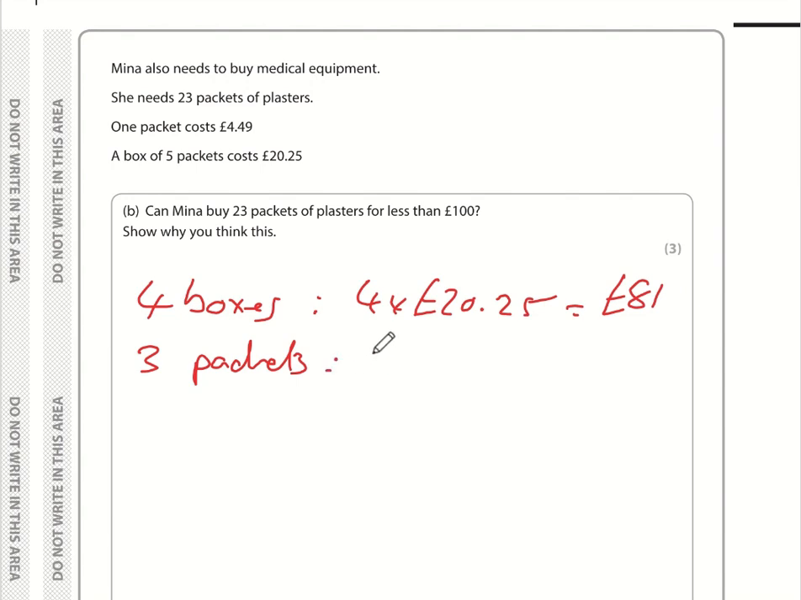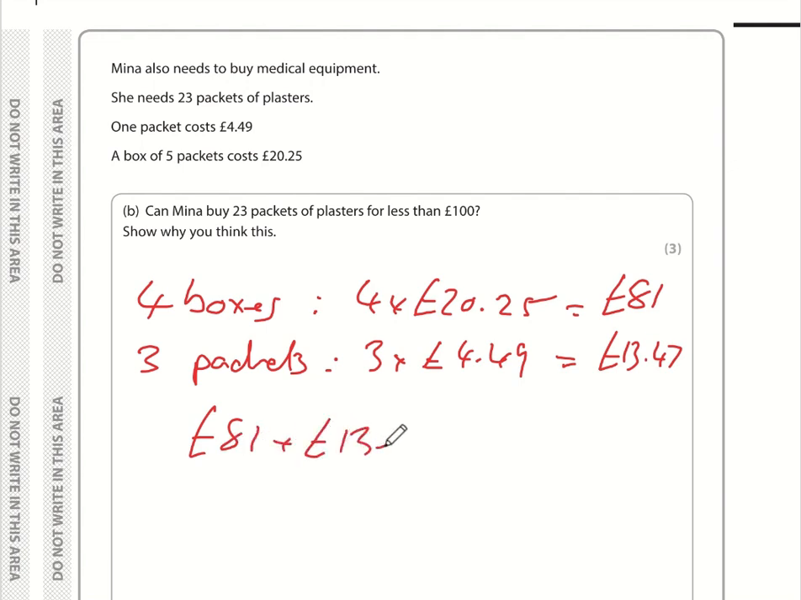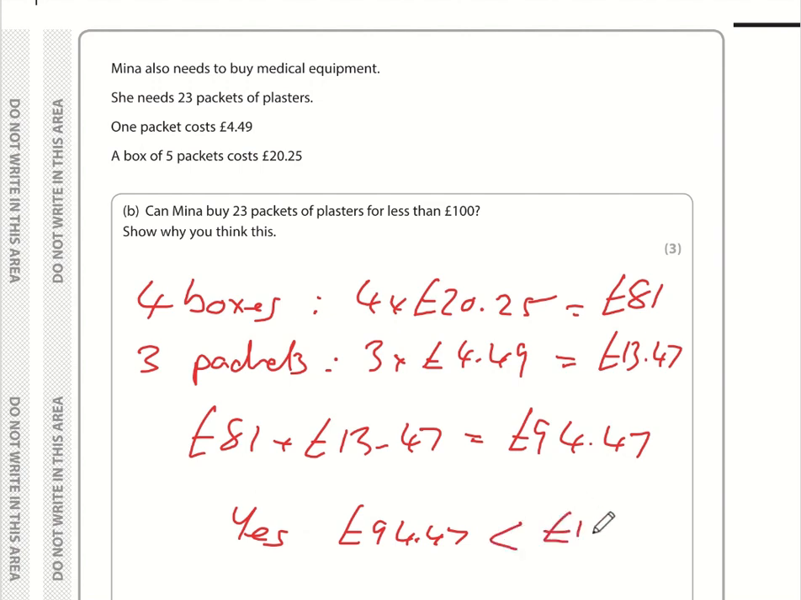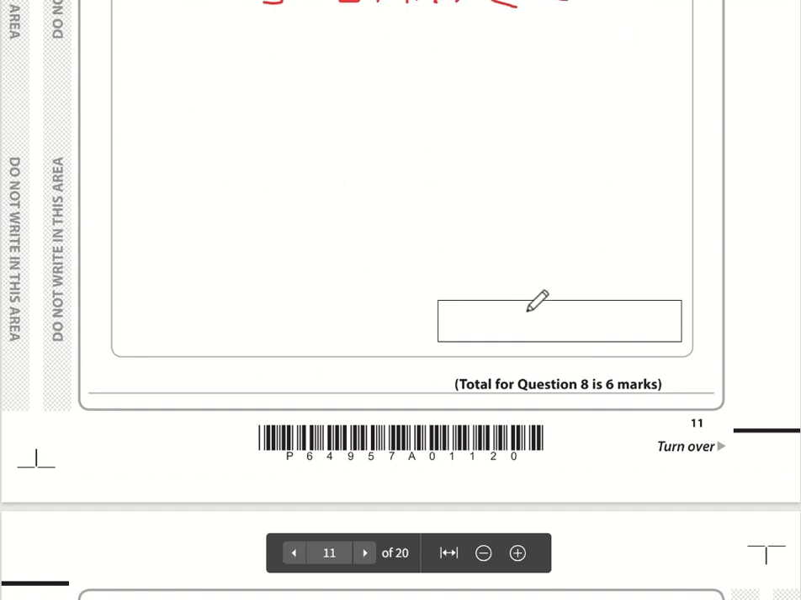Then the 3 individual packets, that's going to be 3 multiplied by £4.49, that comes to £13.47. £81 plus the £13.47, that comes to a total of £94.47. Can Mina buy 23 packets of plasters for less than £100? So the answer is yes, because £94.47 is less than £100. So the answer here is simply yes.